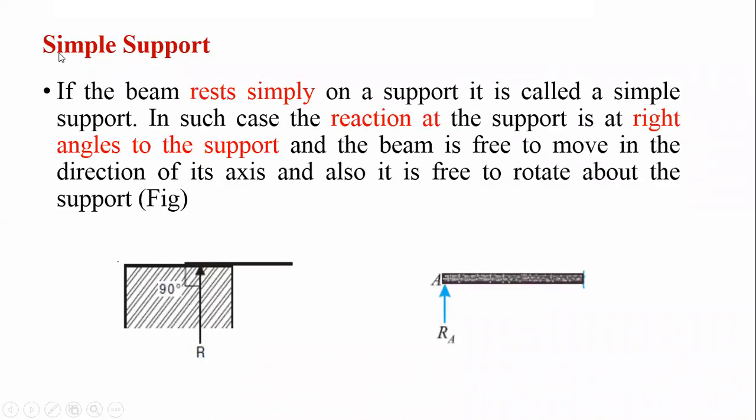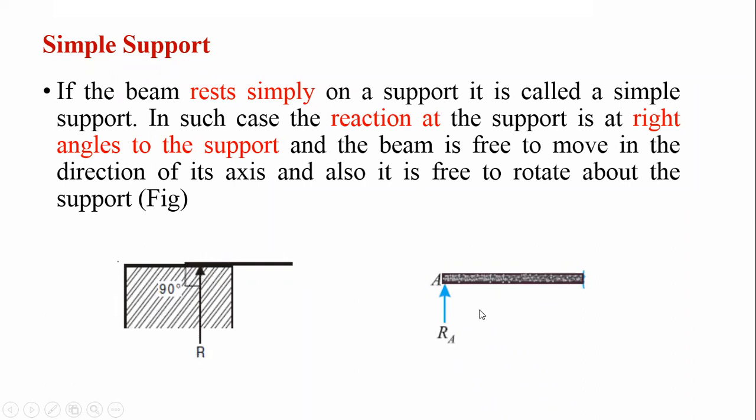Now, starting with the simple support: if the beam rests simply over the support, it is called a simple support. In such a case, the reaction at the support is at right angle to the support. If you look at this figure, this horizontal member is called the beam, which is supported over this wall. Due to this support, it makes an angle of 90 degrees over here.